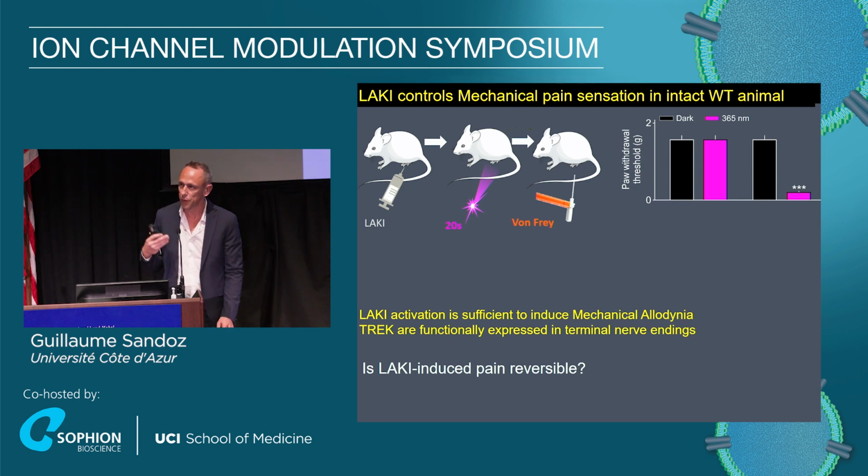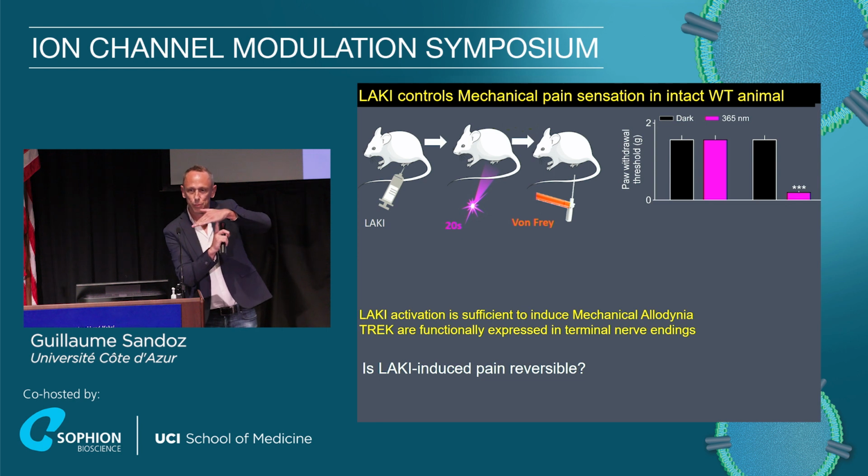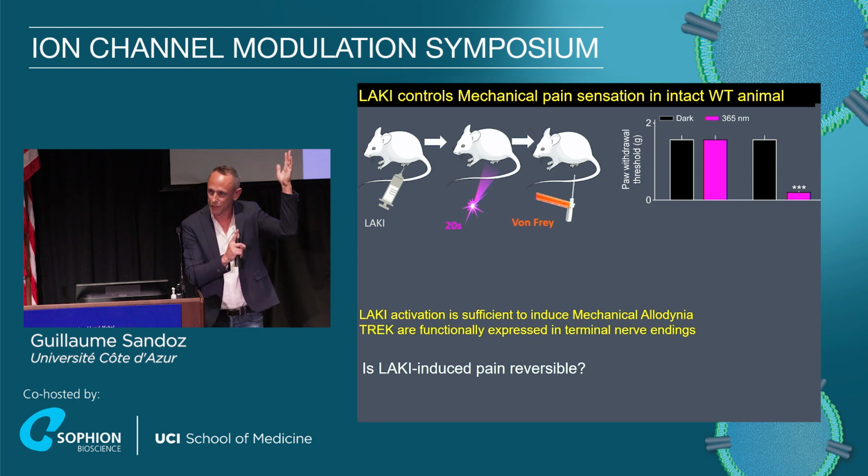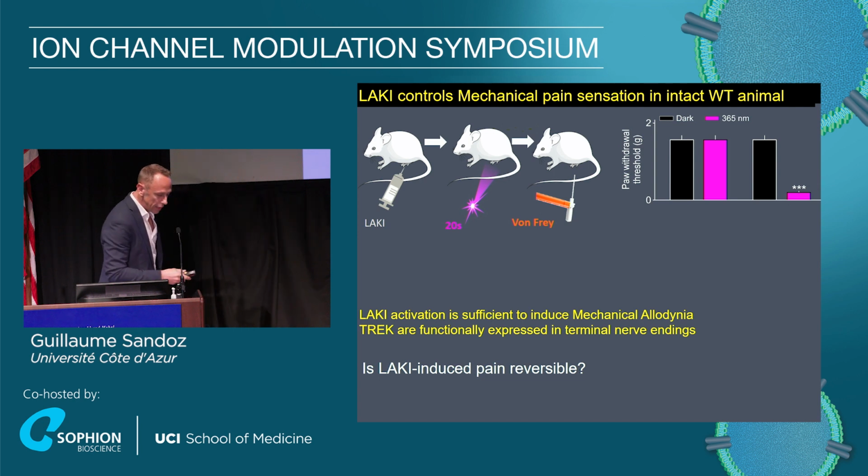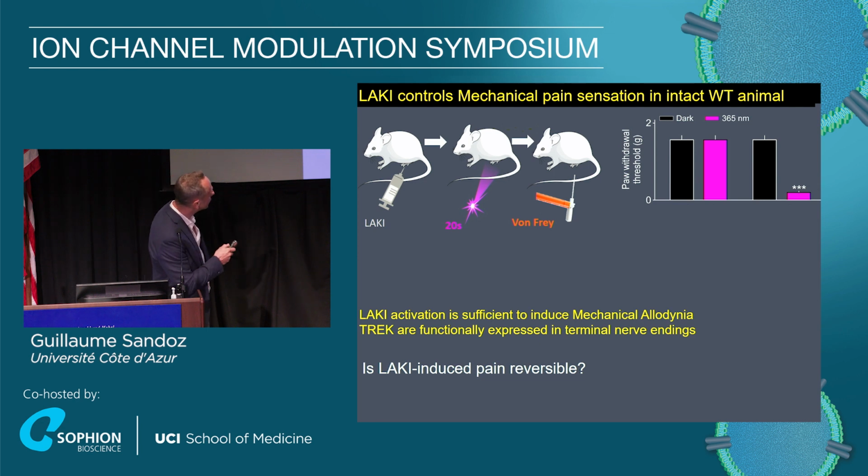What we have done is a Von Frey test. A Von Frey test is when you take filaments, you put pressure on it, and you look at how much pressure you have to put to induce the withdrawal of the paw of the animal. And now, if you look closely after 20 seconds of UV light, meaning we injected the animal, after an hour, we shine the light for 20 seconds, and after we made the test. As you may see, we have a 5-fold decrease of the paw withdrawal threshold.